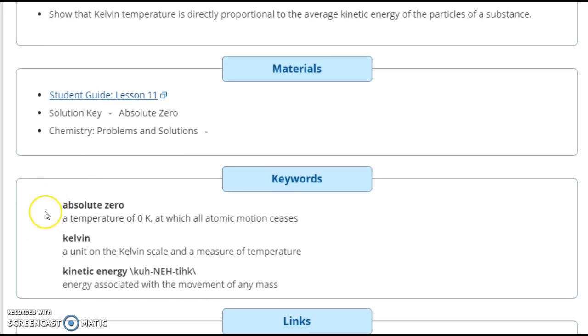Keywords, make sure you hit pause and write these all down. Absolute zero equals a temperature of 0 Kelvin at which all atomic motion ceases. This is the only time atoms do not move, and scientists have never actually gotten this cold. They've gotten really close, like 0.001 Kelvin, and things move really slow.